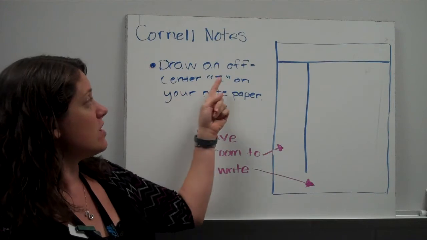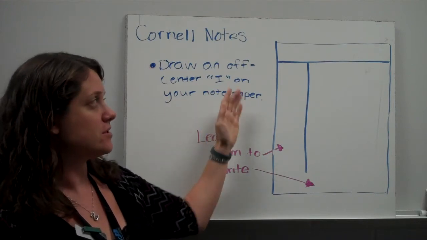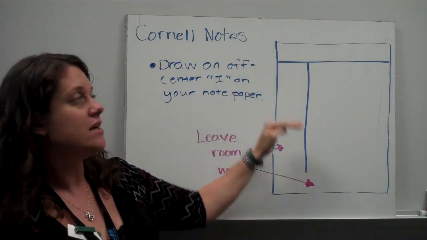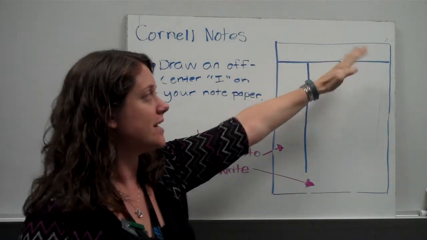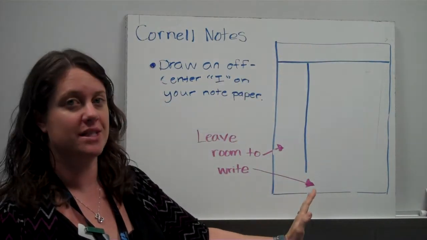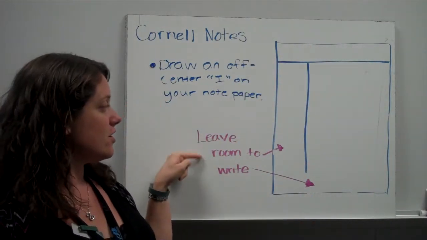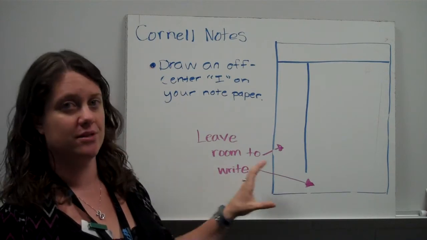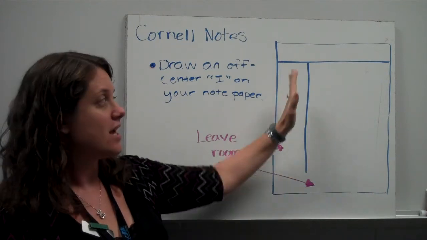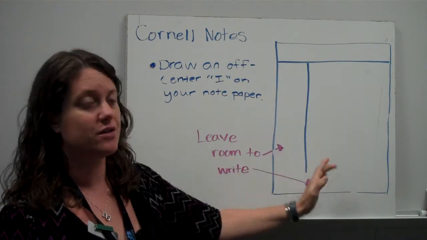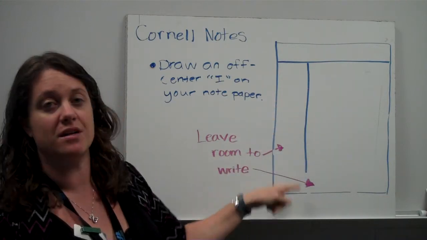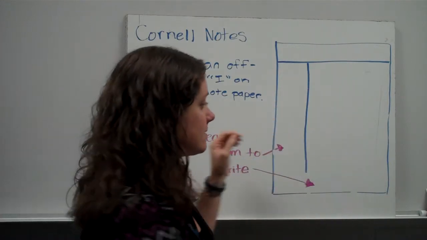First of all, you should draw an off-center T on your note paper. So here's what your note paper would look like. You have the top line here and then a line down the side. Then you need to make sure you leave enough room to write. So leave some room to write at the bottom. And draw the line far enough over so that you can actually fit stuff in here, because you will be writing in that space.